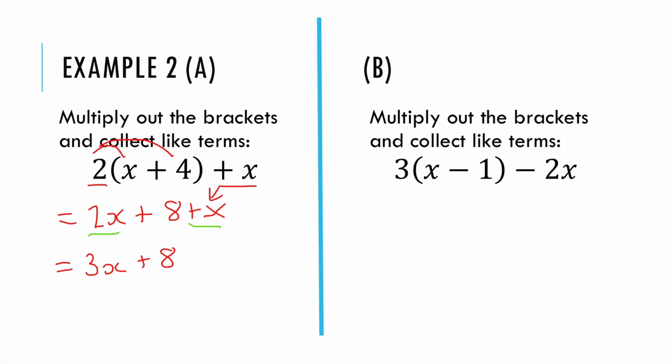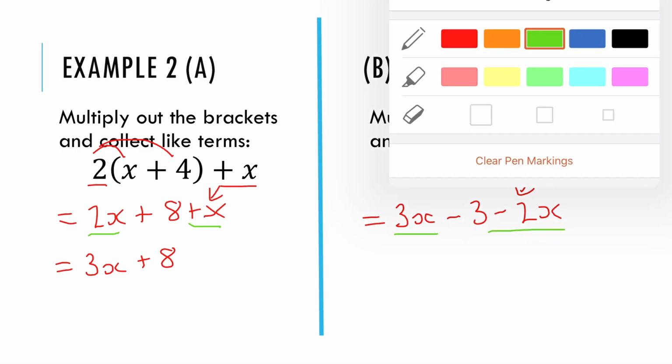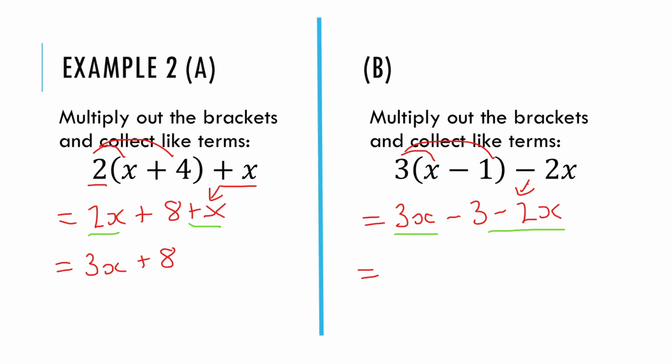For B, I'm going to start by multiplying out the bracket, so 3 times x and then 3 times negative 1. 3 times x is 3x, 3 times negative 1 is negative 3, and I still have the take away 2x on the end. So what can I add together here? Well, I've got 2 x terms, so I can do 3x take away 2x. 3x take away 2x is x, and we've still got our minus 3 that has nothing to add to that.